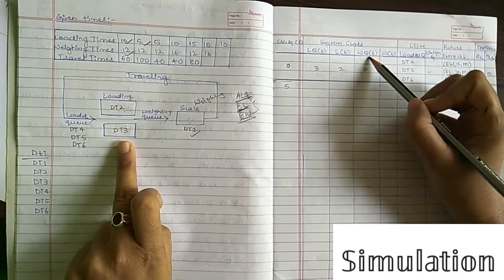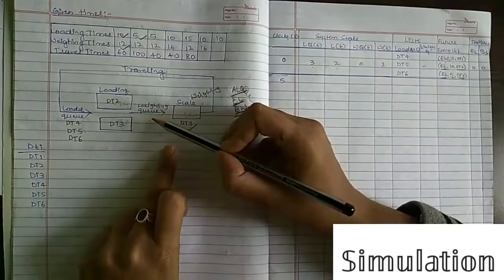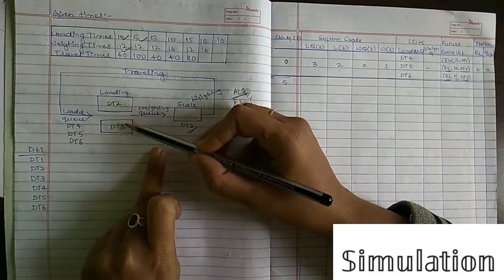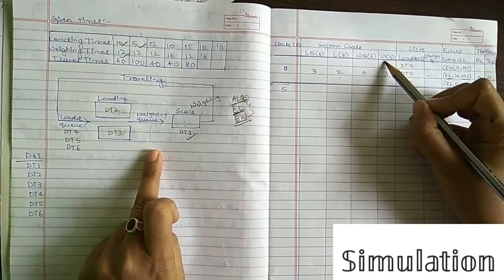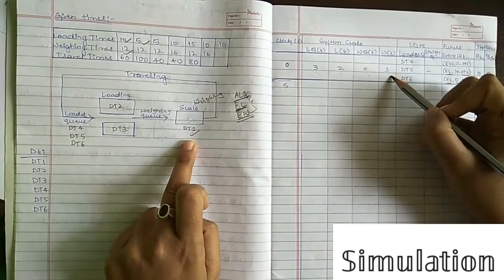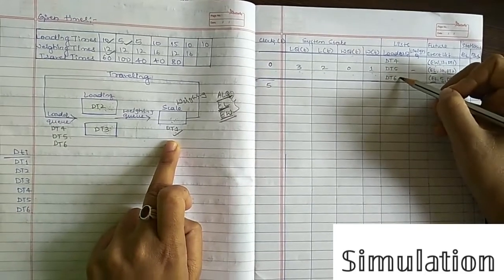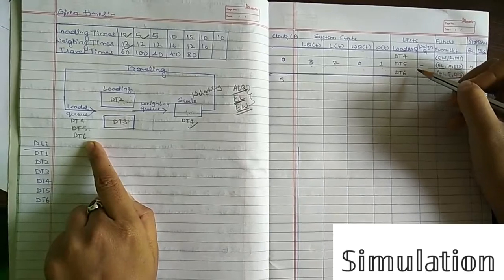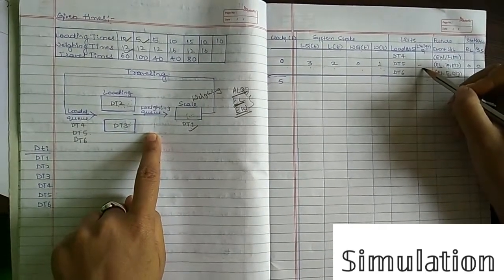Next, W of Q means how many trucks are present in the weighing queue. There are no trucks in the weighing queue because they have not finished their loading, so they are not entering the queue here. So 0. Next, how many trucks are being weighed? 1 truck is present here. Next, which are the actual trucks present in the loading queue? DT4, DT5, DT6. There is nothing in the weighing queue, so I have taken a dash here.